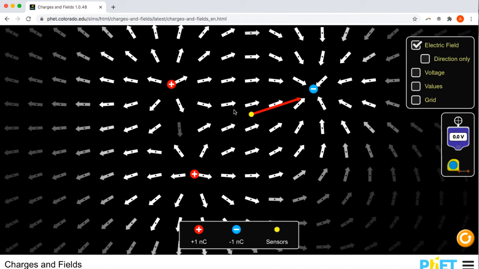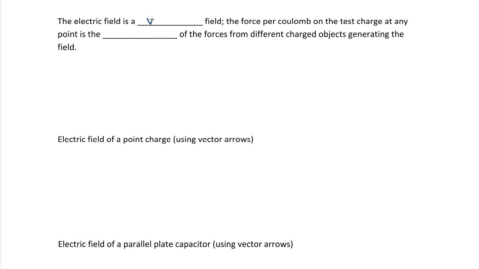It's the sum of the force per capita, if you want to think of it that way, from all of the other charges around. So again, the electric field is a vector field, and the force per coulomb on the test charge at any point is the vector sum of the forces from the different charged objects. So we saw that if I have a positive charge and a positive charge and a negative charge over here, then I'm looking at the force here per unit charge as a result of all of these, which might be, for example, like that.